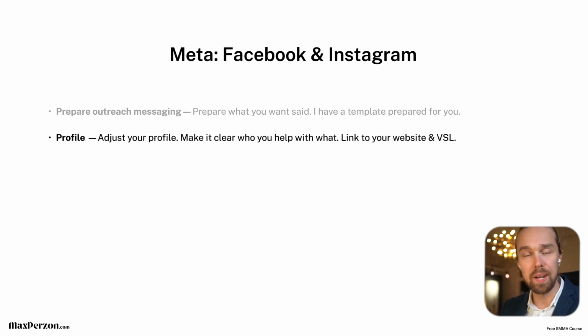The next thing you want to make sure is that you adjust your profile. So make it clear who you help with what, essentially. Link to your website and VSL. And if you don't know what a VSL is, it stands for video sales letter. And you can have a VSL funnel, basically a sales funnel on your website where you guide new visitors to leads, to hot leads, and then booked appointments, essentially. And if you want to learn exactly how to set up a website, a domain, a professional email, and a sales funnel for your agency, I show you exactly how to do that in the free course.